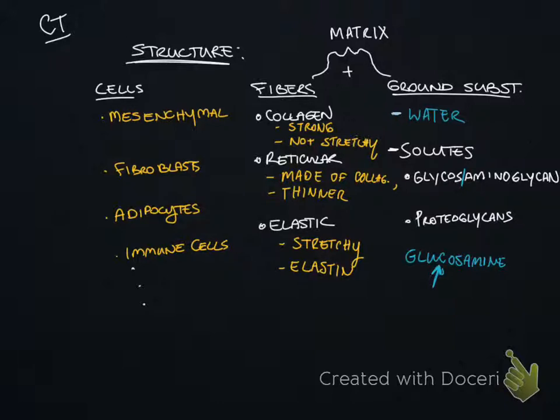So what about the cells that are found in connective tissue? Well, the stem cells in connective tissue are called mesenchymal. Mesenchymal cells, these are the stem cells in connective tissue. We'll also find fibroblast cells. These build fibers. Adipocytes, these are just fat cells. And we'll also find immune cells in connective tissue. We'll find macrophages, mast cells, and often lymphocytes.